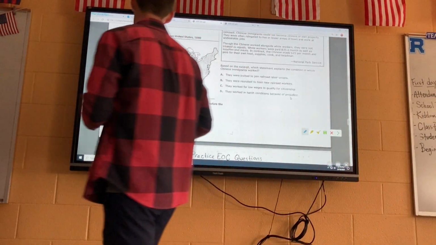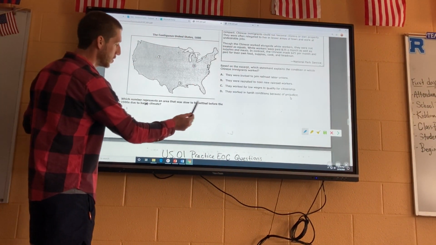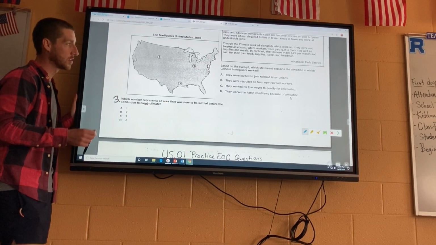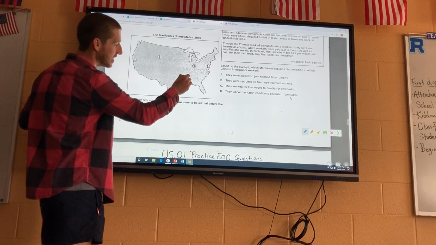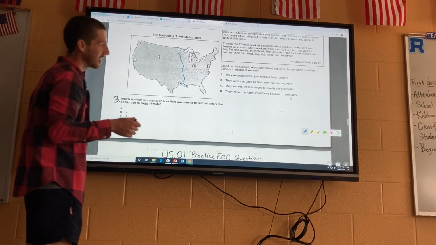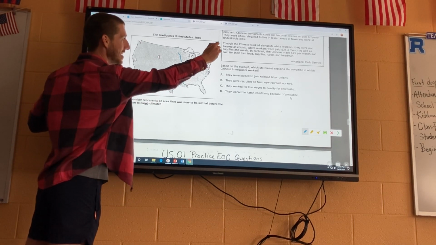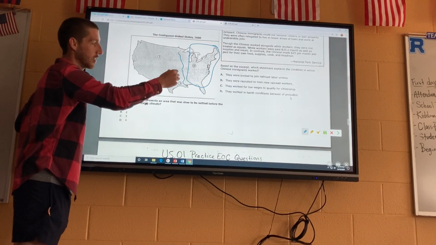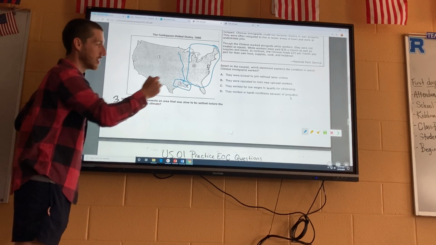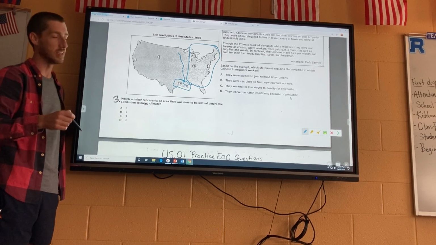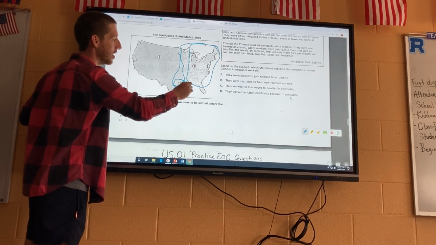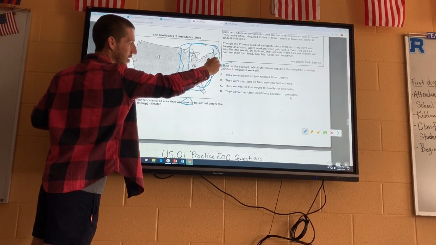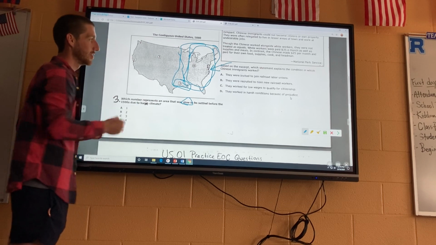All right. Number 3, which number represents an area that was slow to be settled before the 1900s due to harsh climate? Okay, on this one you gotta have a little bit of historical knowledge. Basically, the Mississippi River runs about like that, okay? And before the 1900s, this area was well settled. There were a lot of people in this area before the 1900s, okay? And that even includes Louisiana because of the Louisiana Purchase, which was very early 1800s, okay? So we know that these two areas right off the bat are not going to be your answer because they were fast to be settled. Immigrants came across the Atlantic this way and they settled in these areas, okay?